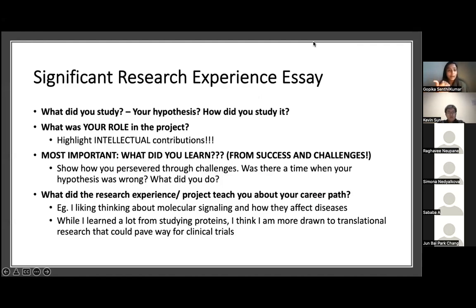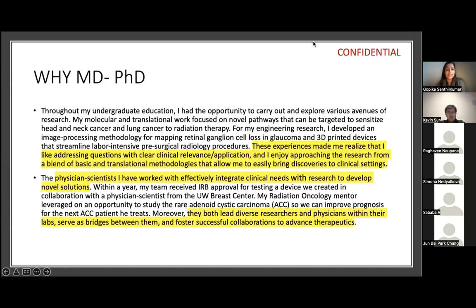How did you overcome challenges? How did you overcome times when maybe your hypothesis was wrong? How did you change your thinking? How did you design experiments? And then the main thing is, what did it tell you about your career path? Kind of like this paragraph where I'm saying these experiences made me realize this is what I like about science.